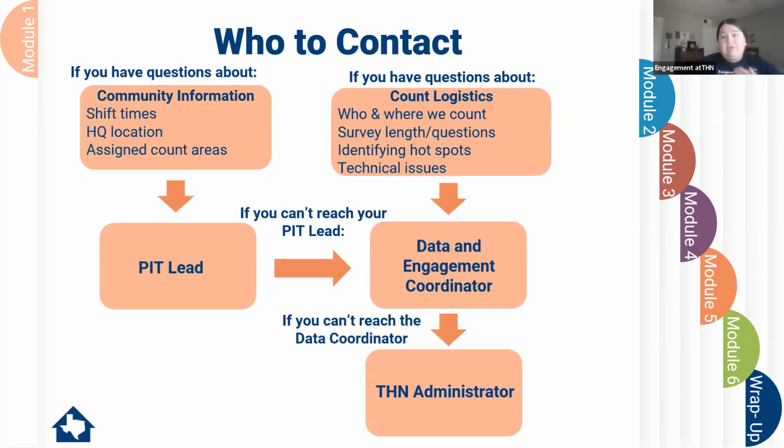I do want to talk a little bit about who to contact. It's just a flow chart that demonstrates how our roles are going to work together. So if you have a volunteer that might have questions about shift times or the location of your headquarters on the night of the count, perhaps the assigned count areas, they will contact you, the PIT leads. And of course, if they can't reach you, you can always give them my information, especially if you don't have an answer for them. You can reach out to me, the data and engagement coordinator, and I'll have my contact information at the end. And if you can't reach me, you can always reach my supervisor.